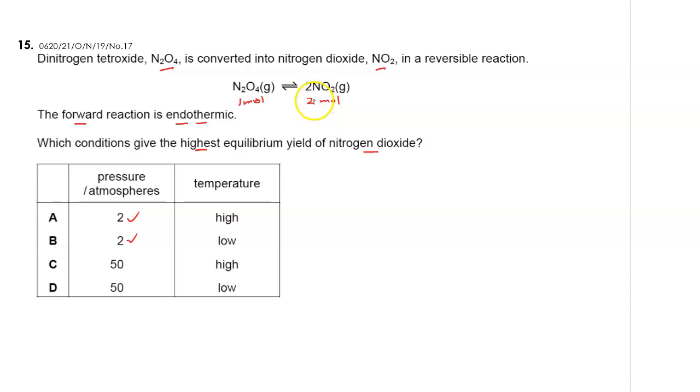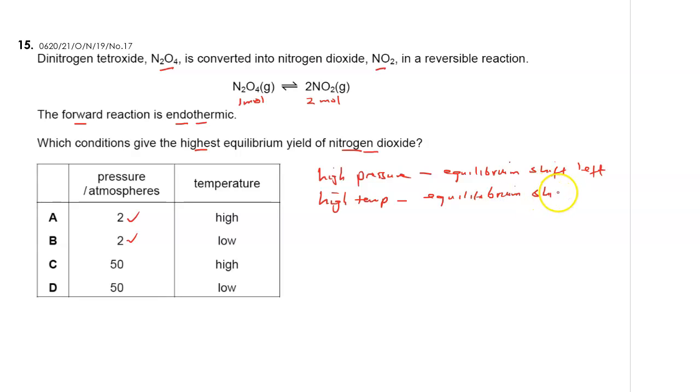So high pressure will cause the position of equilibrium to shift left. At high pressure, equilibrium shifts left, and that is not what we want. We want the equilibrium to shift to the right. And at high temperature, equilibrium shifts to the right. And that's what we want.